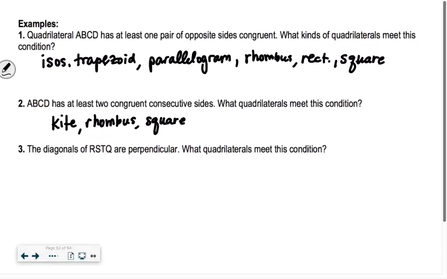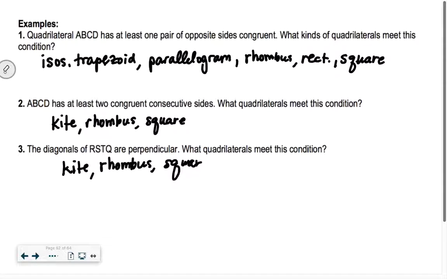Diagonals are perpendicular. So what quadrilaterals meet this condition? You kind of go through your list. Kite, are my diagonals perpendicular? Yeah. A trapezoid? Nah. Isosceles trapezoid? No. Parallelogram? Not necessarily. Rectangle? No. Square, right? How about a rhombus, though? Yeah, rhombus as well.